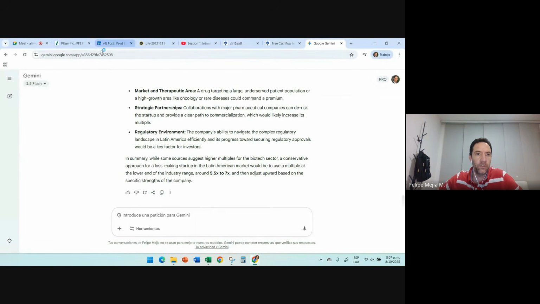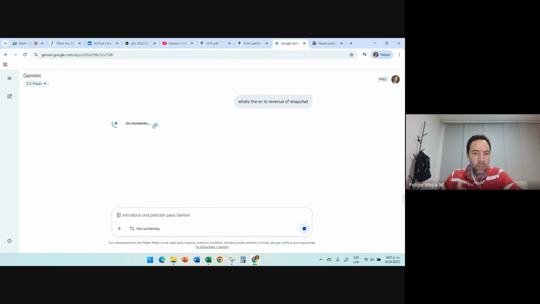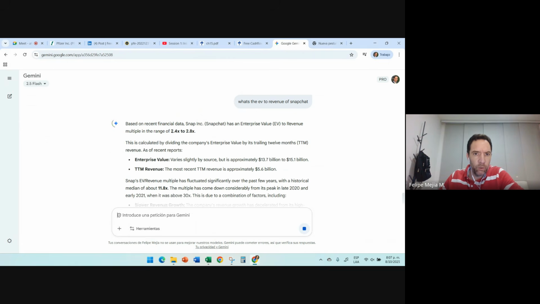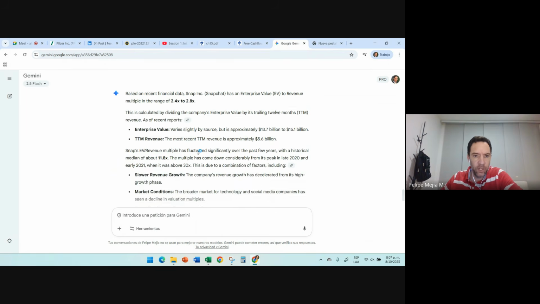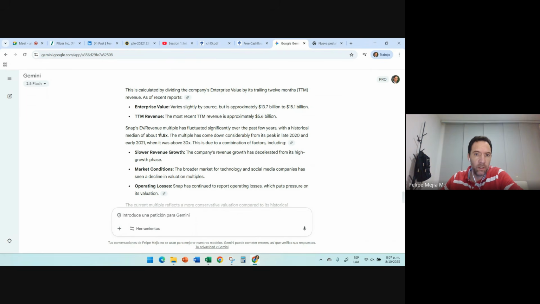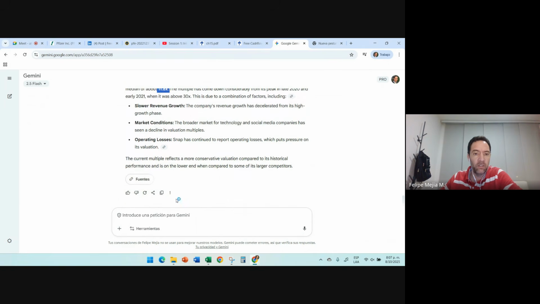And now that I said the word Snapchat, I can't help but look at what's the EV to revenue of Snapchat, which I believe is not profitable still. What's the EV to revenue of Snapchat? Let me see if it's between the range of 5.5 or 7. It is 2.4 to 2.8, which may rule based on the recent data. I could also search for it in Yahoo Finance. It has fluctuated. It has a median of 11.8. So I told you before, it's not an exact science. It's more of a craft. That's Damodaran.